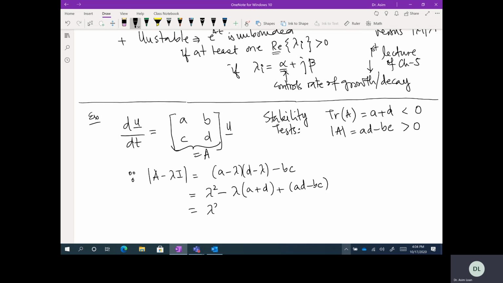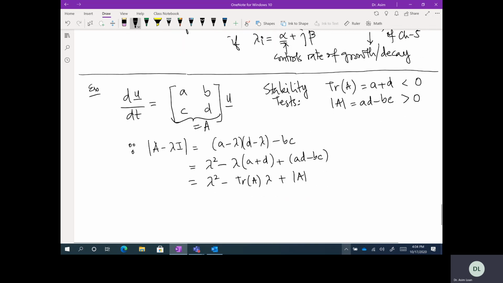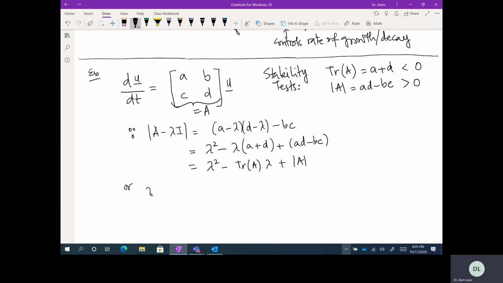So this is equal to lambda squared minus trace(A) times lambda plus determinant of A, or lambda_1, lambda_2 equals trace of A plus or minus the square root of trace of A squared minus 4 times determinant of A, divided by 2. Okay.